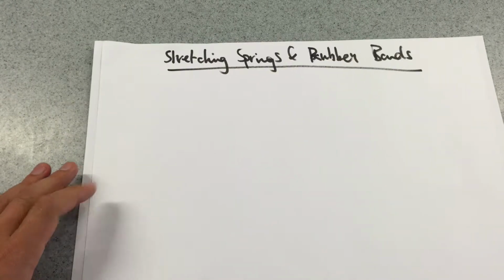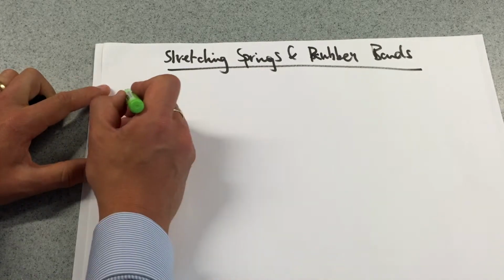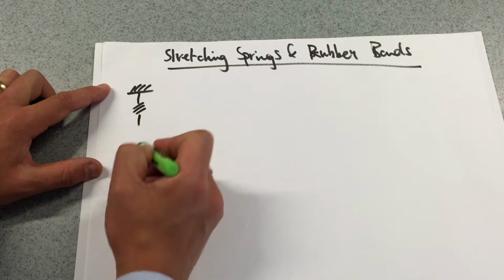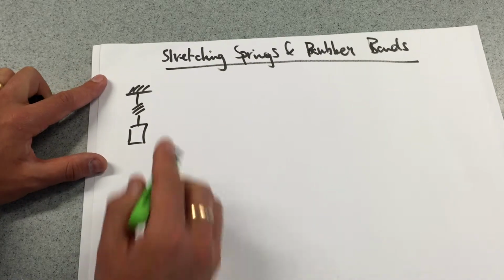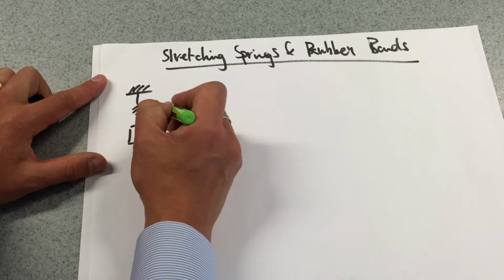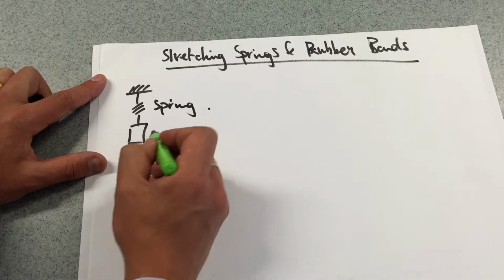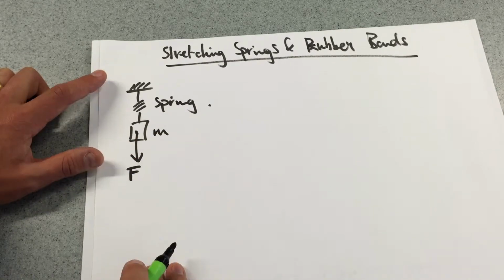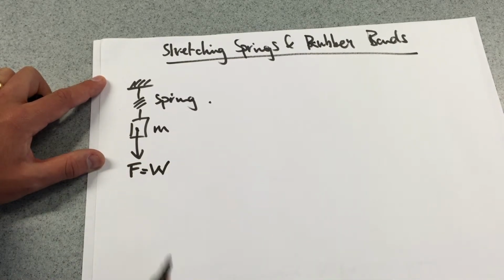Okay, in this experiment, we're going to be looking at stretching springs and rubber bands. You probably would have seen a theory lesson before this, but in essence, what you're doing, let's go with this spring idea first, is you have a spring and you have a mass at the bottom, and that mass exerts a force. In this case, it's the weight of the mass.